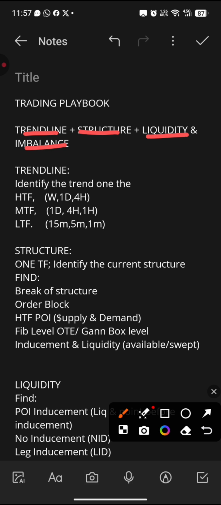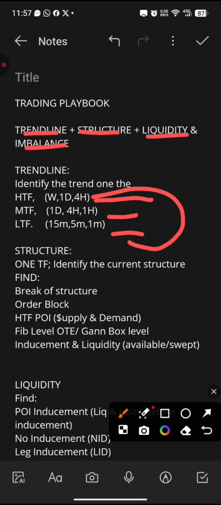So after that, what do I do? After I identify this, for the trend, this is what I do. I look for trend on the higher time frame, the medium time frame, and then the lower time frame. So everything that this says to me is what I do.